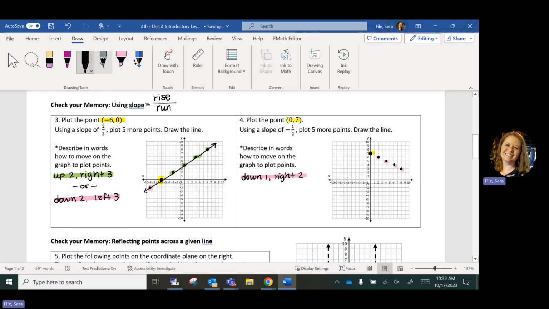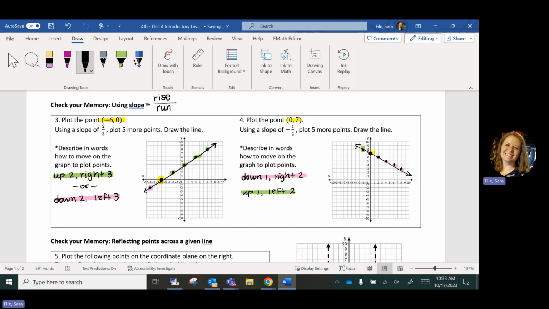What's my other option? What could I do instead? I could go up 1, but that would be a positive movement. So to get my negative, I would have to go left. So up 1, left 2. And you can test that by going backward between any of these points. Up 1, left 2, up 1, left 2, up 1, left 2. And that's how I got this point. You'll feel okay about that? And you can see those are all still on the same line.